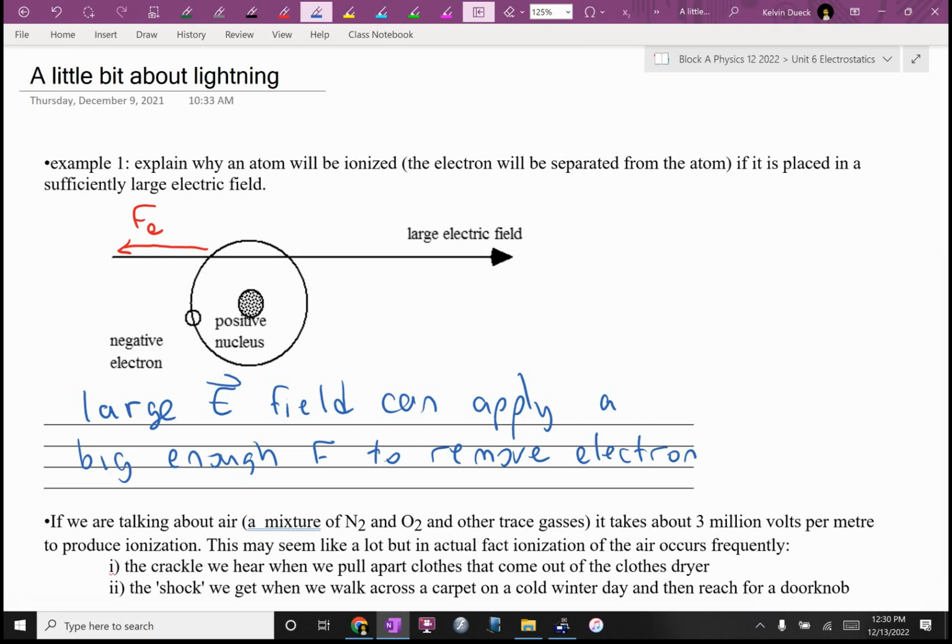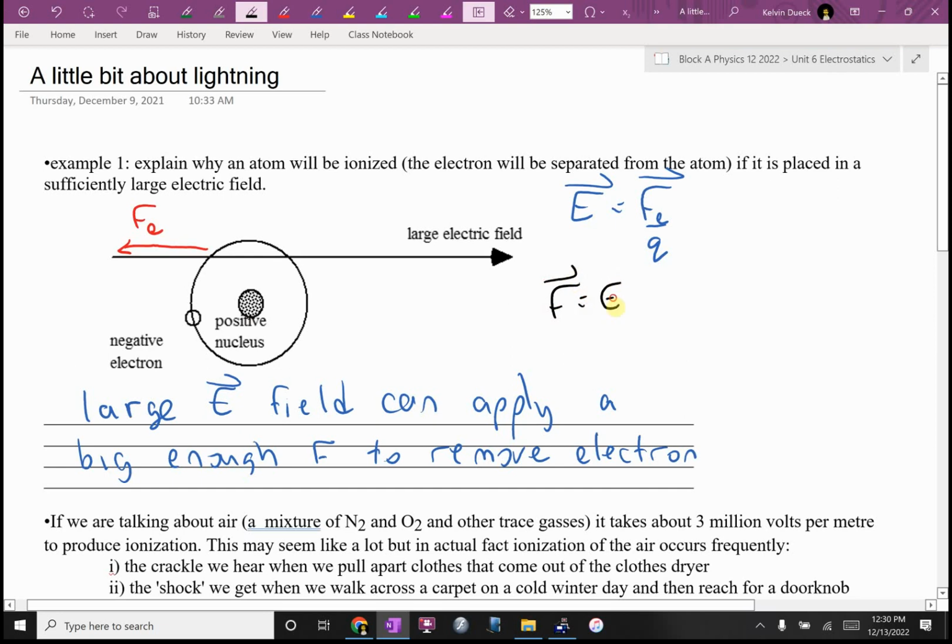How is that possible? Well, on your formula sheet you have this. Electric field is force divided by charge. How would I get the F by itself? How would I move the Q over? So basically, if I bump this electric field up enough, it will apply a force on the electron. It's an electron, 1.6 times 10 to negative 19, big enough that whatever force it's being held onto the nucleus by, the electric force, the external force, is larger.